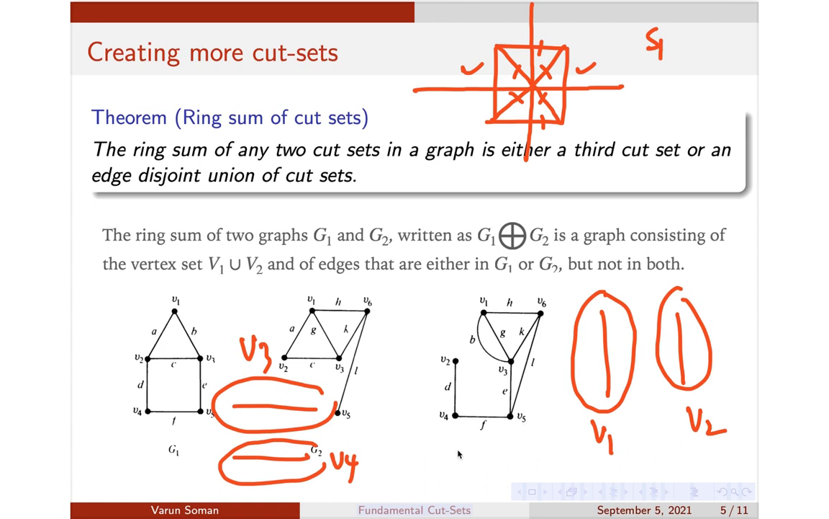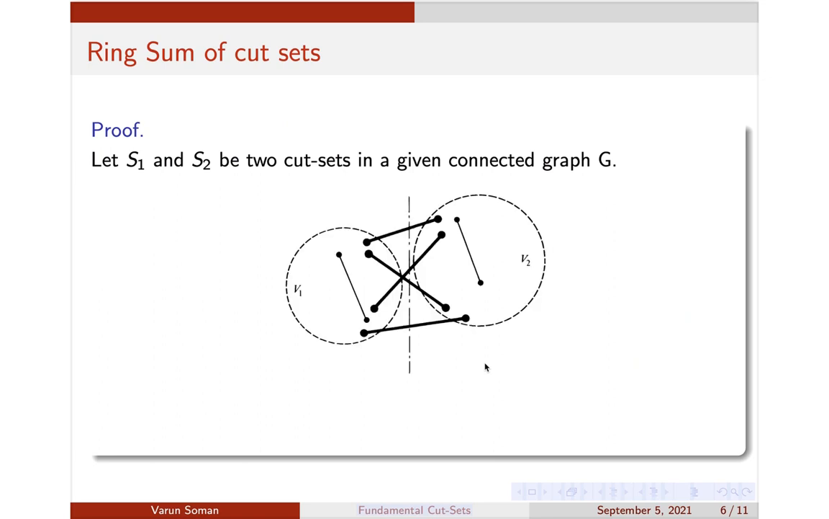So V1 union V2 is equal to the entire vertex set, and there is no intersection, so V1 intersection V2 is empty. That is why they became two components. Similarly, V3 union V4 is V, and V3 intersection V4 is empty. So I have taken two cut sets and am just discussing the effect of those cut sets. This is a general graph, though I showed you a simple one, where V1 contains many vertices and edges.